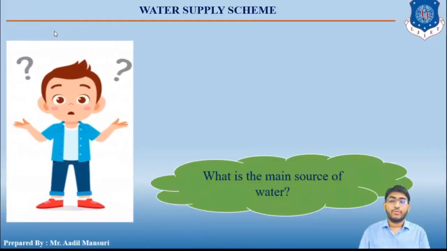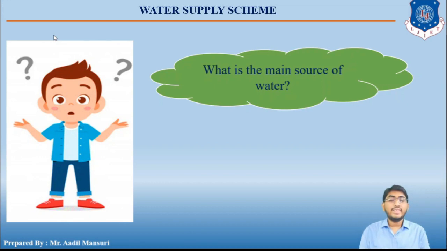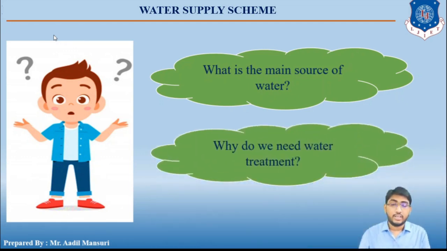Let me ask you the first question: what is the main source of water? The answer is, the main source of water is rainfall, and we know that it is the purest form of water. Now you might have a question: since rainfall is the purest form of water, then why do we need to treat it, right?